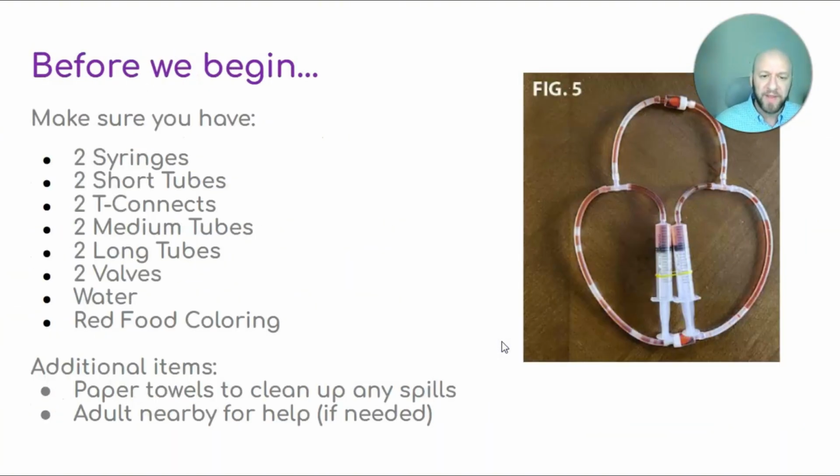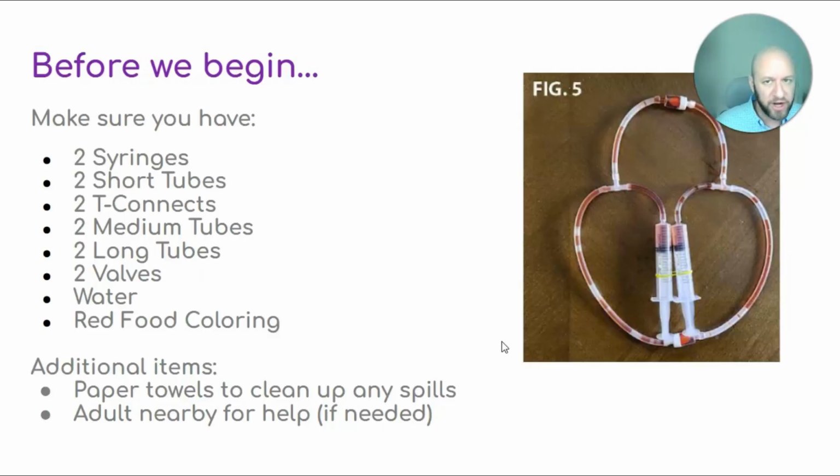Before we begin our build, make sure you have the following pieces in your kit. You should have 2 syringes, 2 short tubes, 2 medium tubes, 2 long tubes, 2 T-connects, and 2 valves. Okay, so we have a total of 12 pieces that should be in our kit. We also should have a little water cup and a little bottle of red food coloring.